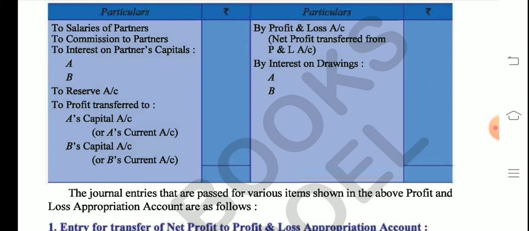Then the reserve. Students, this is the new word here. Reserve basically means the general reserve, which the partners have kept for research and development. Now suppose the reserve was not utilized during the year, so what is to be done? That particular reserve, if it was not utilized, will be divided among the partners.